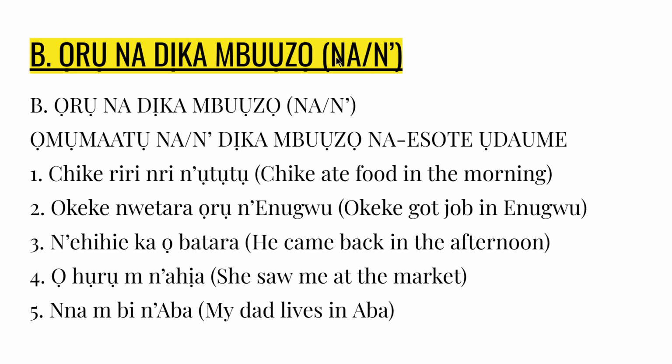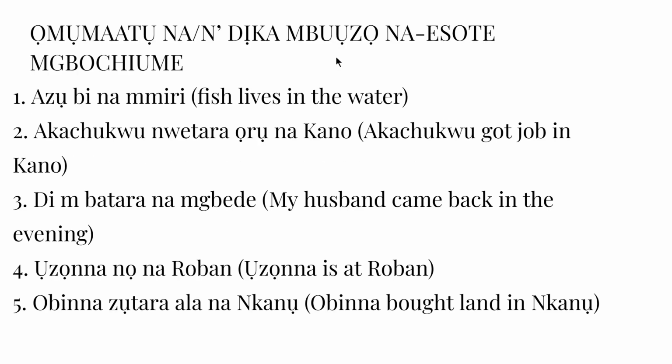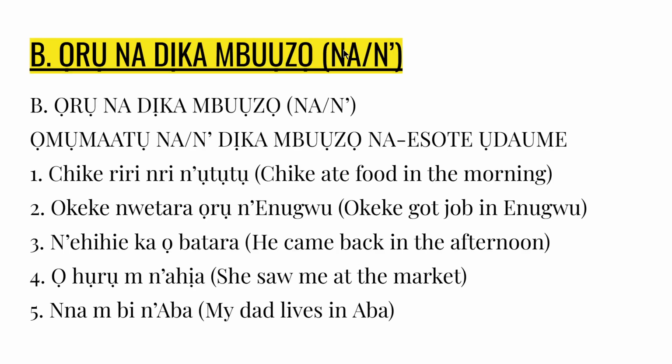There are some places where we say ne a. Then you know that it is functioning as mbuzo. That is preposition. There are some places where you see this, you know it is preposition. But note that anywhere you see this type of na, that sentence is talking about preposition. We are going to explain it for you to understand.